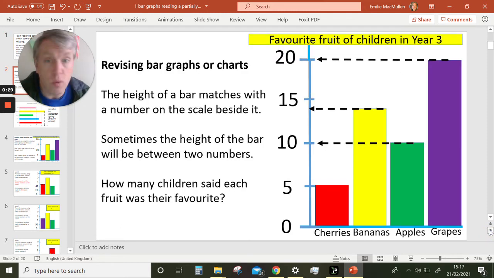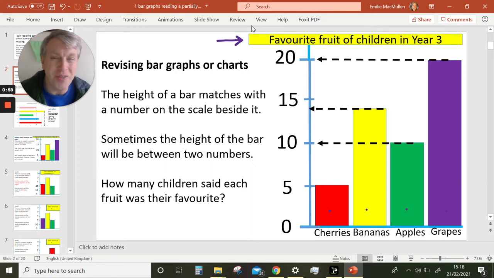So here we have a bar graph, and obviously we see that it's got 4 bars. So here's the red bar for the cherries, the yellow bar for the bananas, the green bar for the apples. Okay, and we must read the title before we do anything else. This bar chart is about the favourite fruit of children in year 3, and the height of a bar matches with a number on the scale beside it.